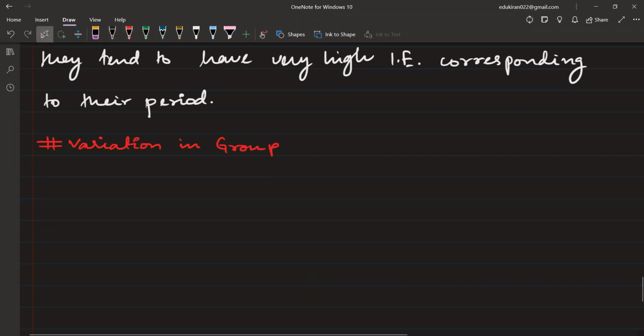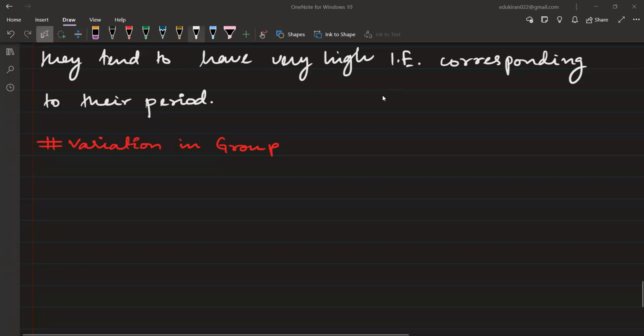Tell me, guys, what do you think? What is going to happen? Ionization enthalpy will increase or decrease as we go down the group? Decrease. It will decrease, right? Why? Because of increase in atomic size, because we are adding new and new shells.